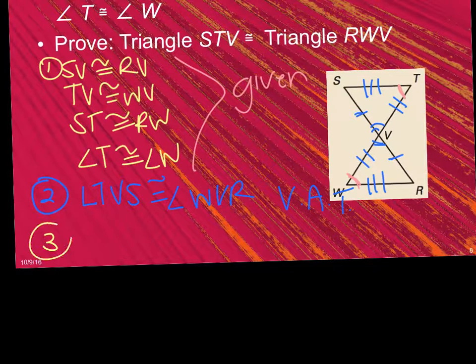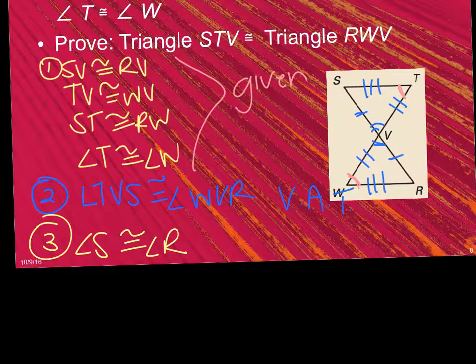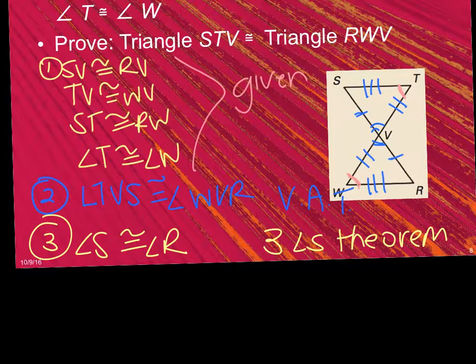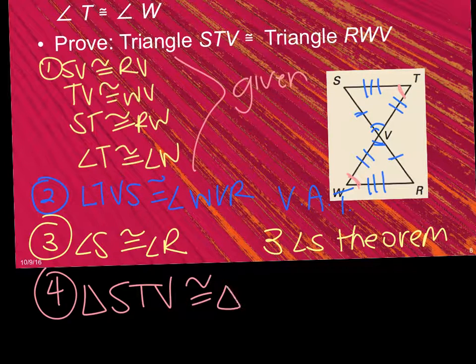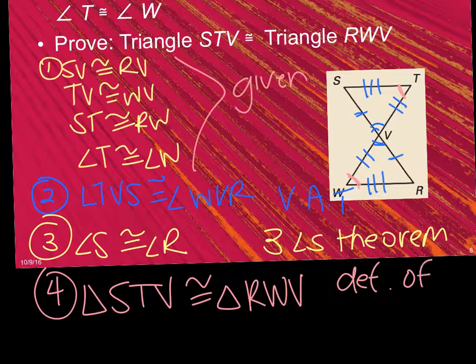Now I've got 1 pair of angles left. Can I show that those 2 are congruent? How? What's it called? If 2 pairs of angles are congruent, then the third has to be. Third angle theorem. So triangle STV is congruent to triangle RWV. And my reason is the definition of congruent triangles. All 3 sides and all 3 angles have to be congruent.